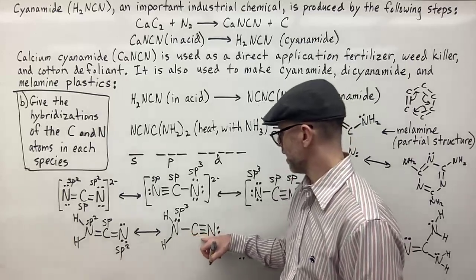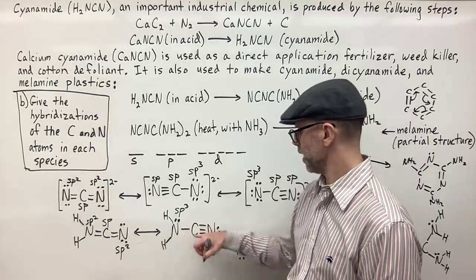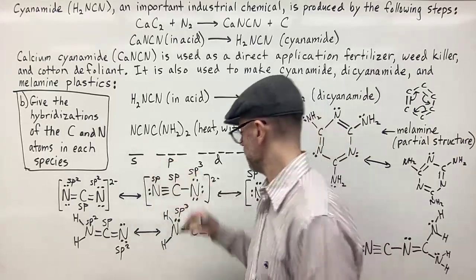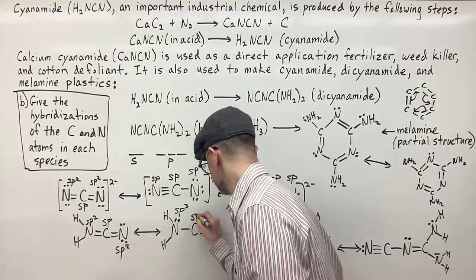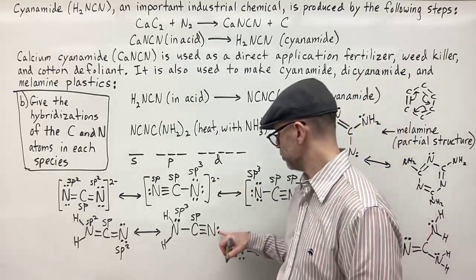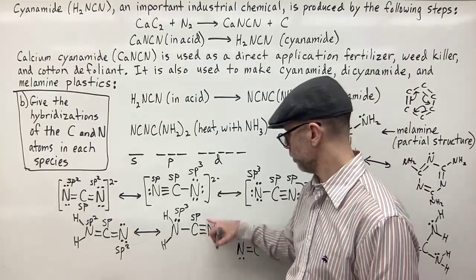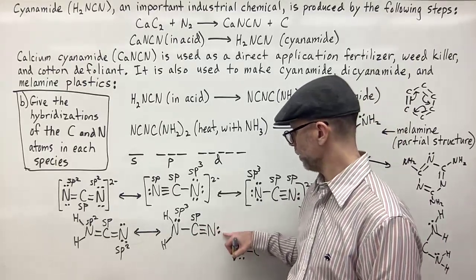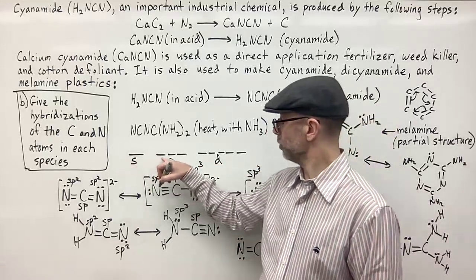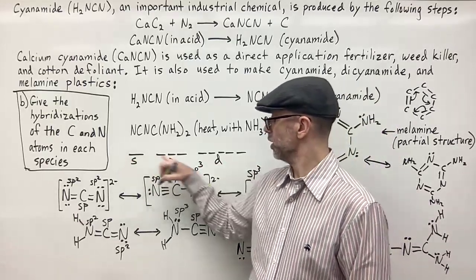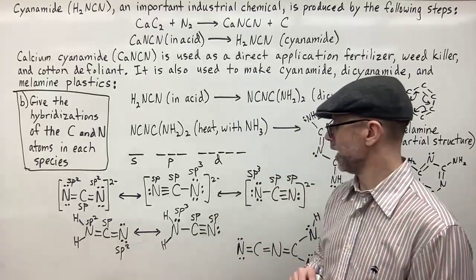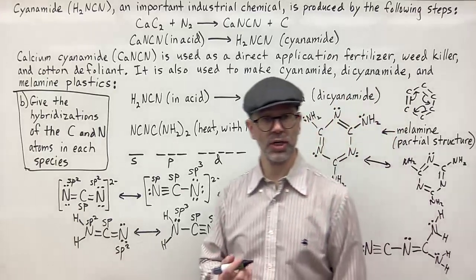This carbon has 2 electron groups, single bond, triple bond. So I need 2 atomic orbitals, s and p. So that's sp hybridized. And again, this nitrogen has 2 electron groups. I have a triple bond and a lone pair. So that's 2 electron groups. I need 2 atomic orbitals. So that's going to be sp hybridized. So far, so good.